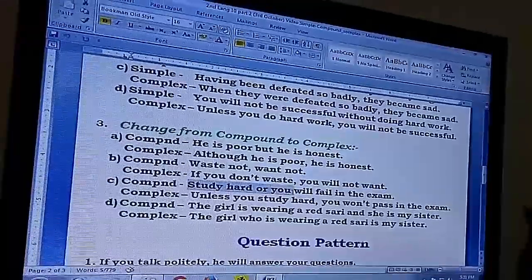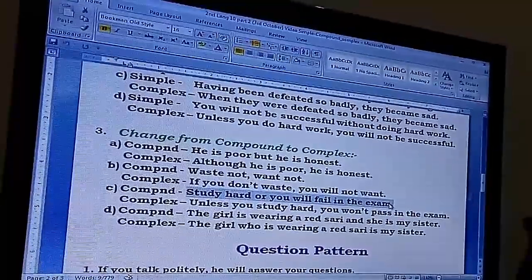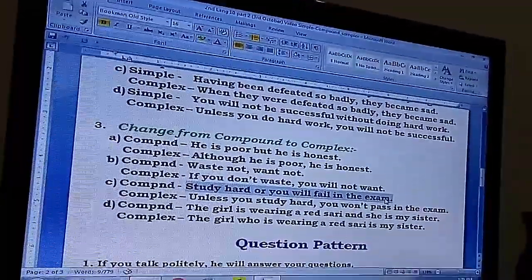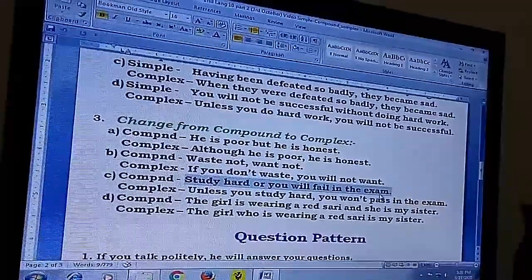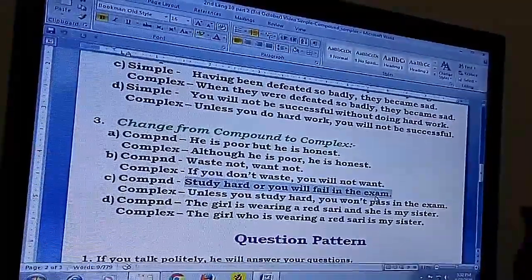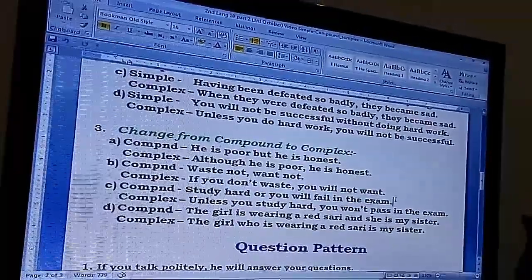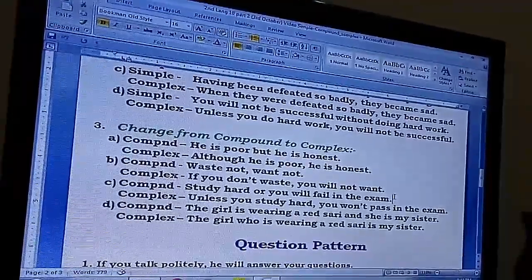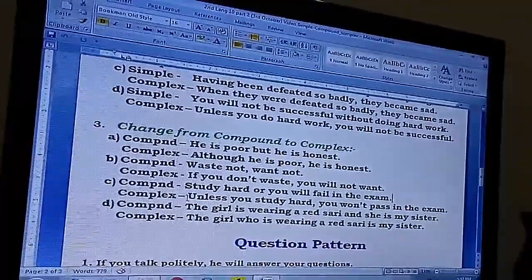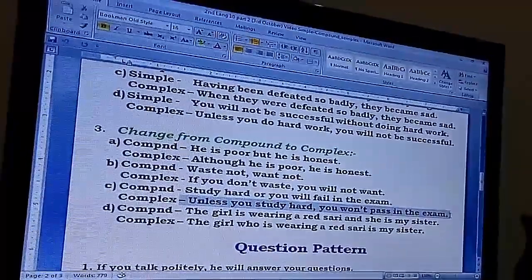Study hard or you will fail in the exam. You say, "Baapre, sir, how many times shall I listen?" My father is saying, my mother is saying, all the people at home are saying all the time, study hard, study hard, study hard. Okay, but the real fact, the sad fact, the brutal fact is, you have to study hard or you will fail. Anyhow, example: Unless you study hard, you won't pass in the exam.